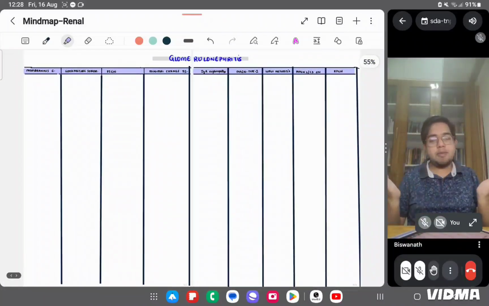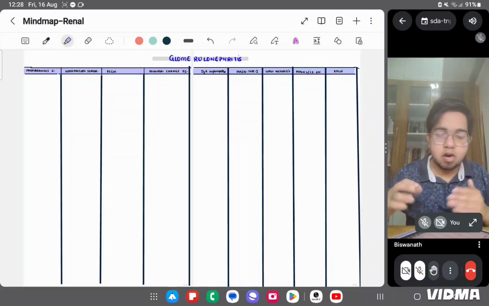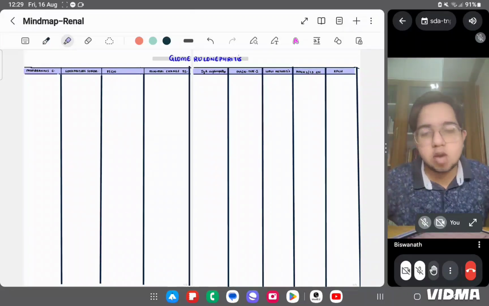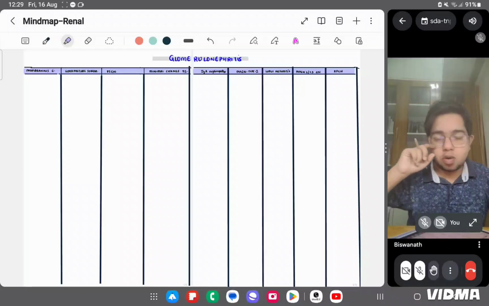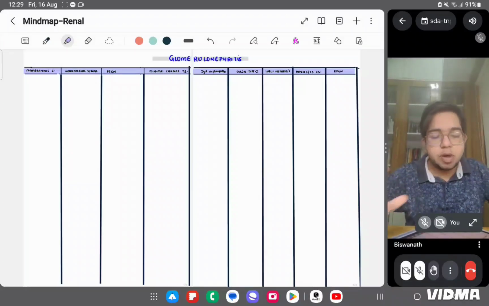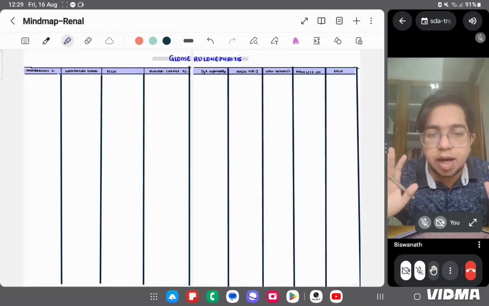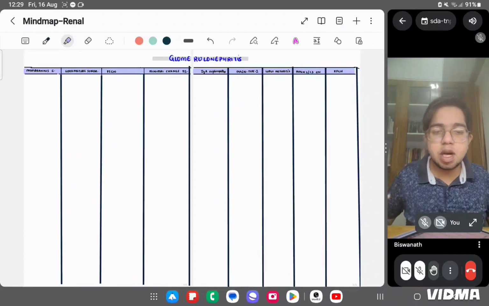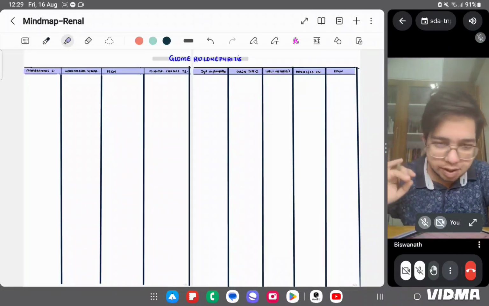Just open your copy like this and draw this. Okay, draw this table. In this table only, we'll finish this glomerulonephritis in total. We'll finish this glomerulonephritis in this whole table only, and there'll be no special point remaining in your Robbins textbook if glomerulonephritis is concerned after this.